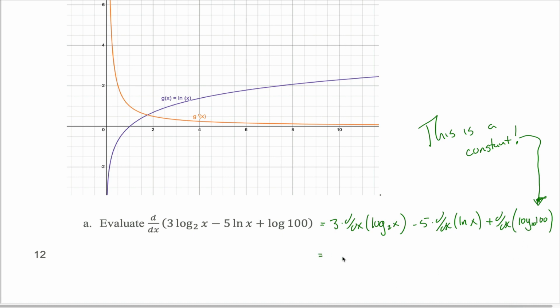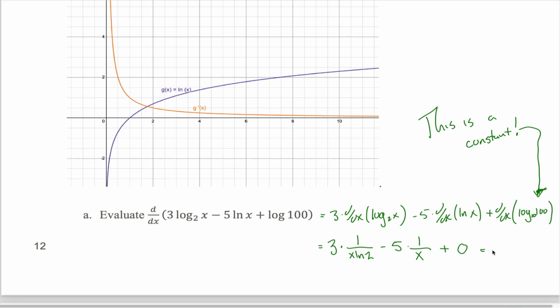What about the rest of the terms? I got 3 times 1 divided by x times the natural log of 2 for the derivative of log base 2 of x, minus 5 times 1 divided by x times the natural log of e, or just 1 over x, for the derivative of the natural log of x, plus this 0 for the derivative of a constant. If you're the type that likes to clean up your answers, you might write this as 3 divided by x times the natural log of 2, minus 5 divided by x, and call that good enough.